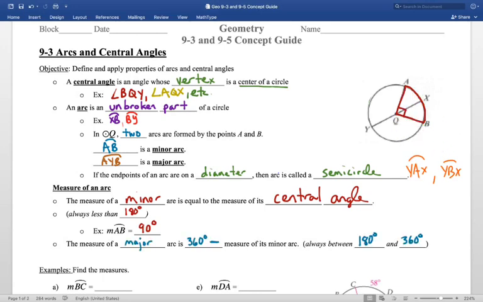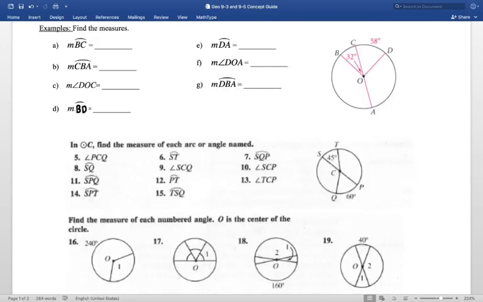The measure of the major arc, AYB, is going to be 360 minus. So I think you probably already know this idea that 360 degrees goes all the way around the circle. So if AQB is 90 degrees, then the rest of the circle is going to be 360 minus that, which is 270 degrees in this case. So a major arc and a minor arc together will add up to equal 360. So these questions end up being really not that bad.